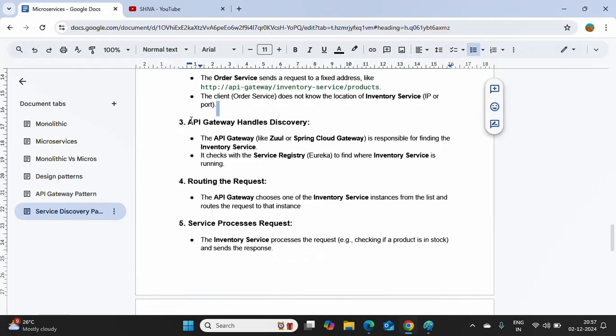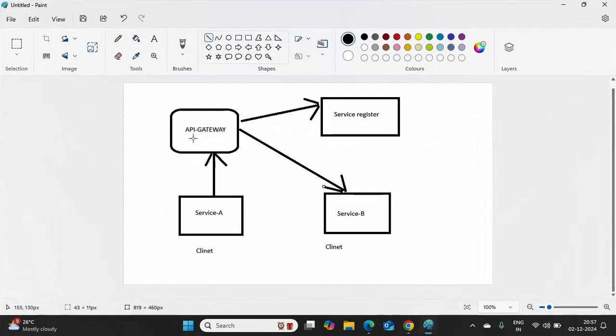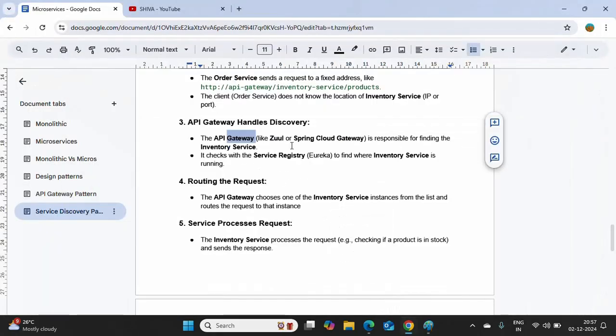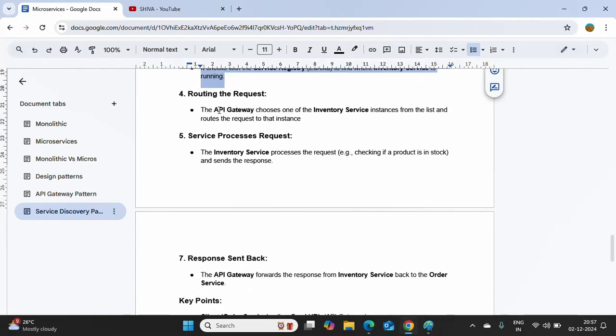Now what will the API gateway do? The API gateway is responsible for finding the inventory service. That means the API gateway is going to call the service registry to get the information of the respective inventory service. It checks the service registry to find where the inventory service is running. This is right, we just discussed it. Then routing to the rest.